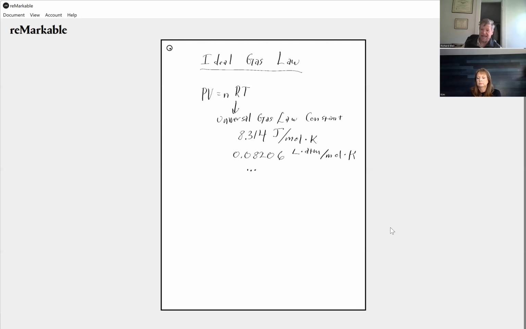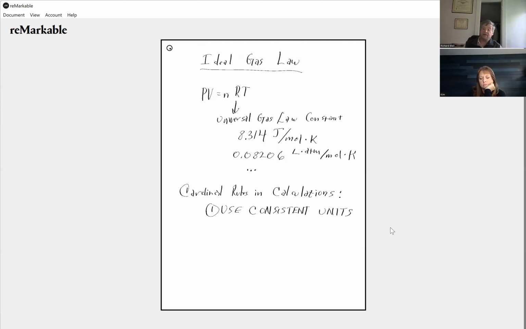When you are performing gas law calculations, there are two cardinal rules. Never, never break a cardinal rule when you're doing these calculations. One, use consistent units. Always, always make sure that your units are consistent.